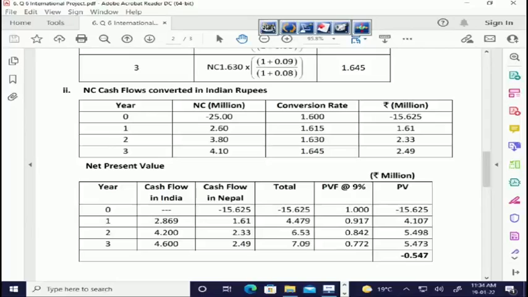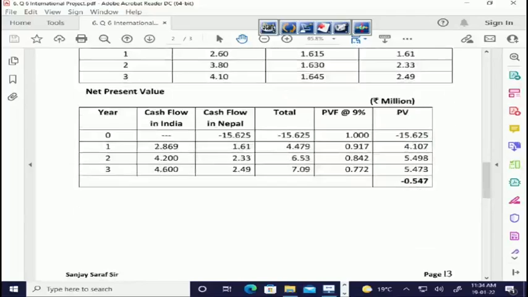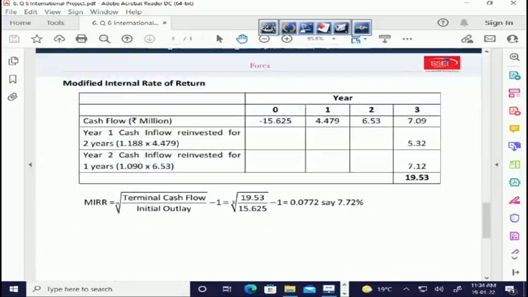The 6.53 coming in the second year, we will compound it to the third year into 1.09. So all the cash flows will go at the end of third year, and then we will do outflow equal to inflow to calculate the IRR. That's called MIRR. So see, they have done that.